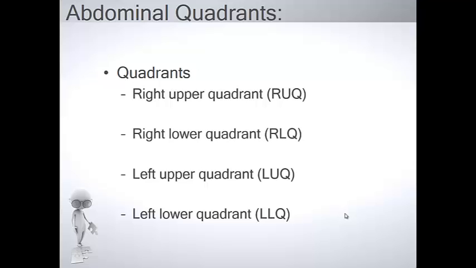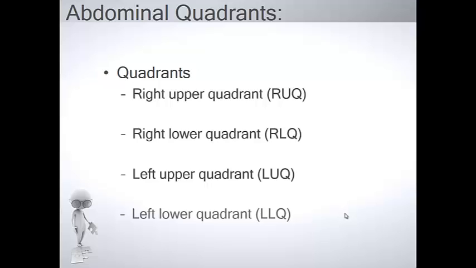In the right lower quadrant lives the appendix, cecum, a portion of the ascending colon, a portion of the small intestines, the right ovary, and a portion of the uterus in females, the right ureter, and a portion of the urinary bladder. In the left upper quadrant is the pancreas, the spleen, the proximal stomach, portions of the transverse and descending colon, the splenic flexure of the colon, and a portion of the small intestines.